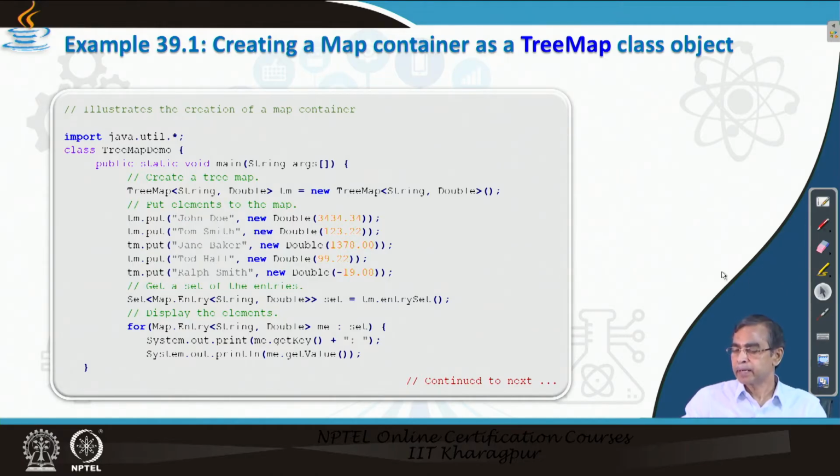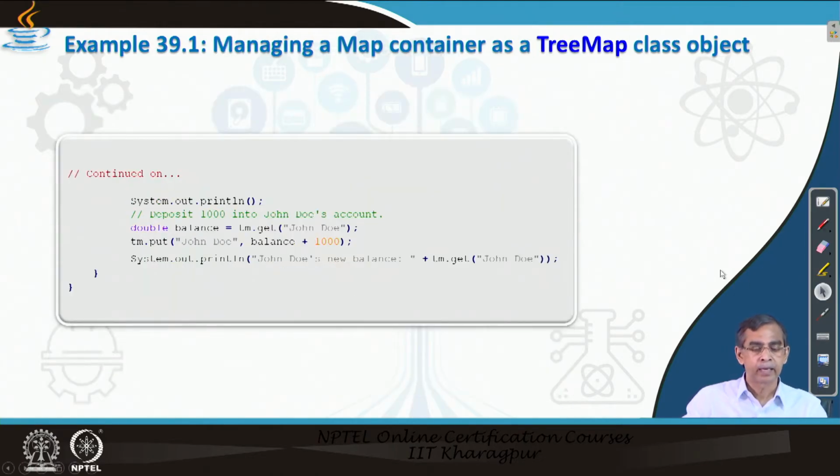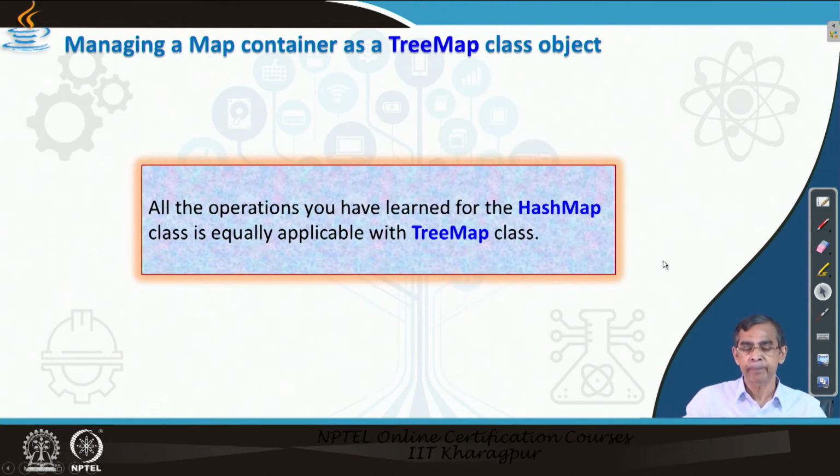Now, let us have another example. This is basically the same thing, how the get method can be called in this one. So, the same methods are there. Now, what I want to repeat again is that all the operations which we have already studied for the HashMap are equally applicable to TreeMap.